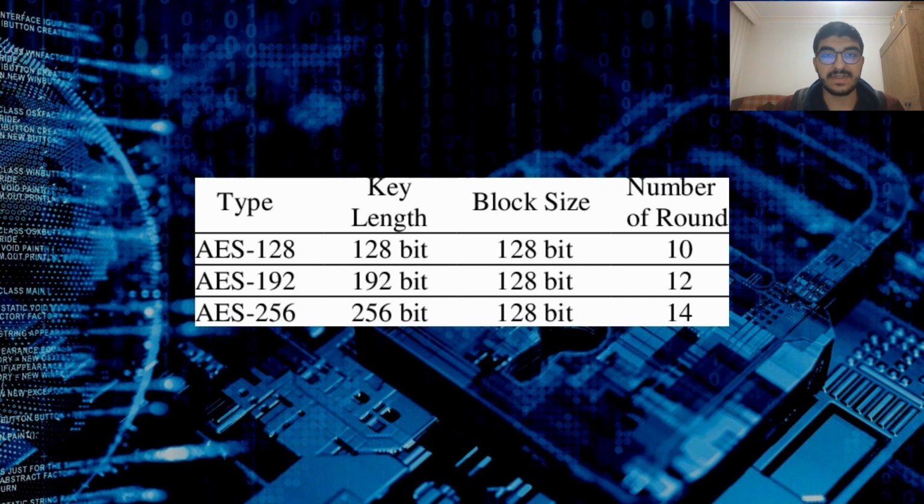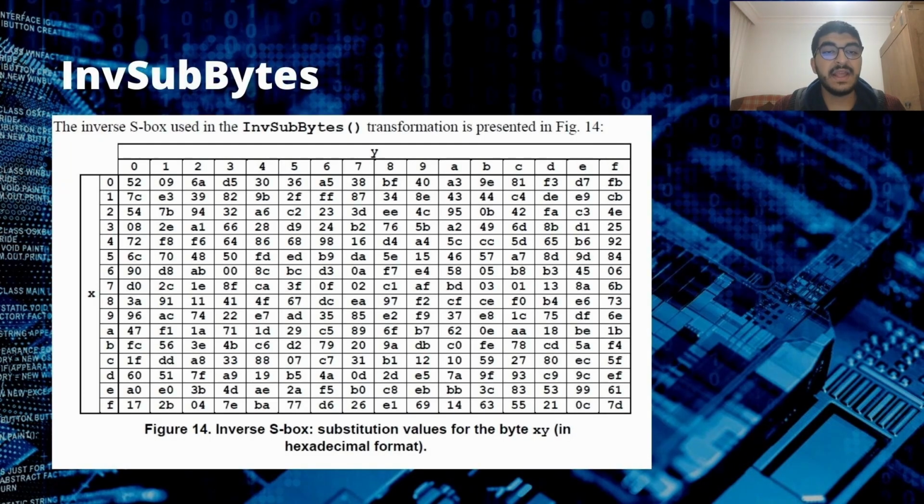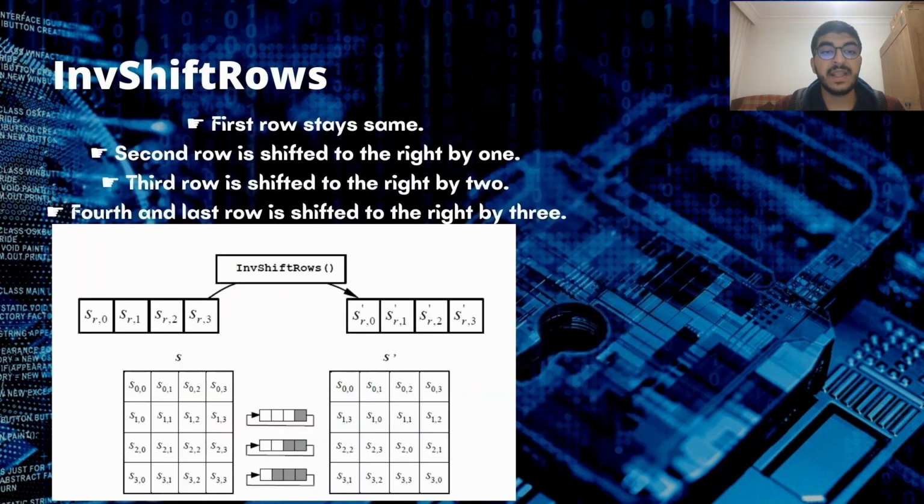For the decryption process, we should apply add round key, inverse substitution bytes, inverse shift rows, and inverse mix columns operation 10 times if we are using 128-bit key length. In the inverse substitution bytes step, we should use the inverse SBox to substitute the elements in the matrices. In the inverse shift rows sublayer, the rows of the matrix are permuted oppositely.